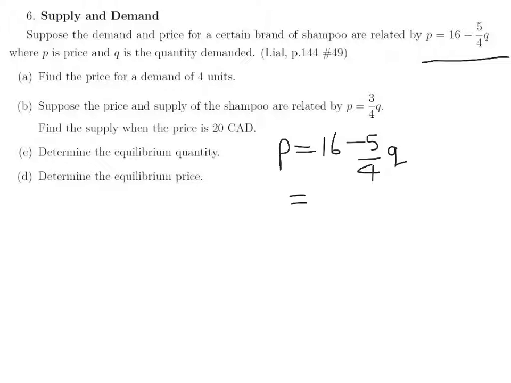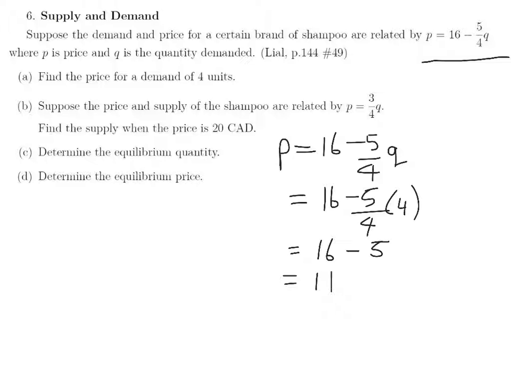And for part A, we're going to be substituting for Q for 4 units and finding out what the price would be. So 16 minus 5, that's going to be 11. So we're looking at a price of $11 for a demand of 4 units.